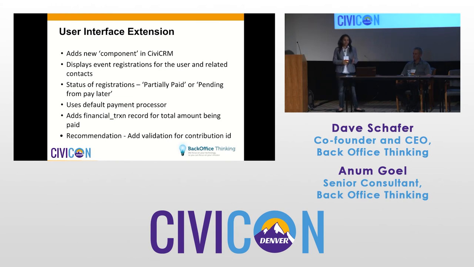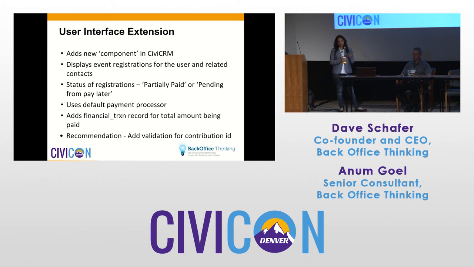For the partial payment extension, we just added one function, which is a wrapper around the core function, record additional payment. This function requires two kinds of parameters: one is the payment processor parameters, and the other is the participant information parameters. I'll be covering these two parameters on my next slide.